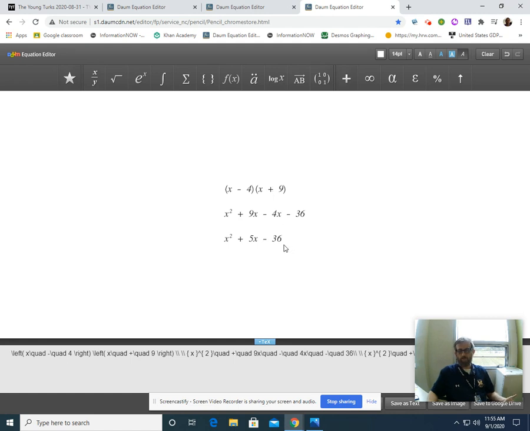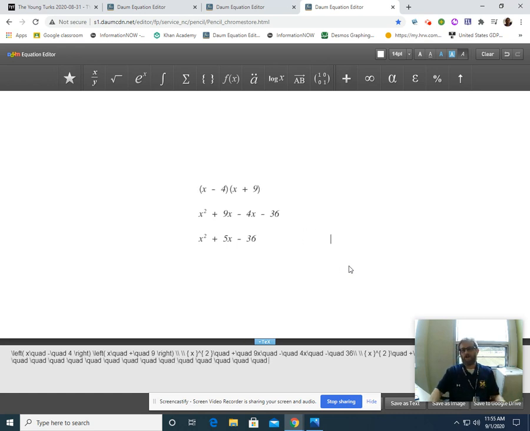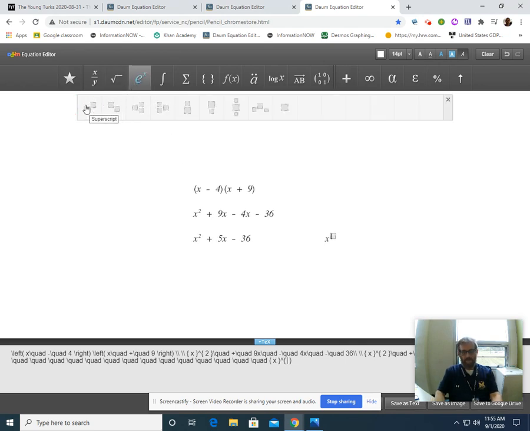You might have heard someone in a previous class use the term FOIL. I'm not a fan of that term. FOIL is only useful on binomials, so I don't really ever talk about it. But if you've heard that term before, that's what they're talking about. They're talking about this very process. Well, again, we're going to talk about this going backwards. What if I had x squared minus 8x minus 48?